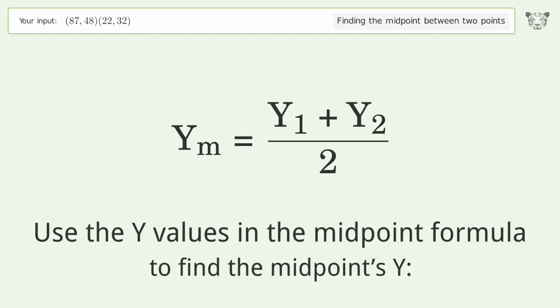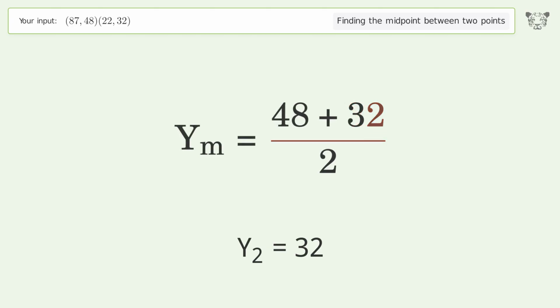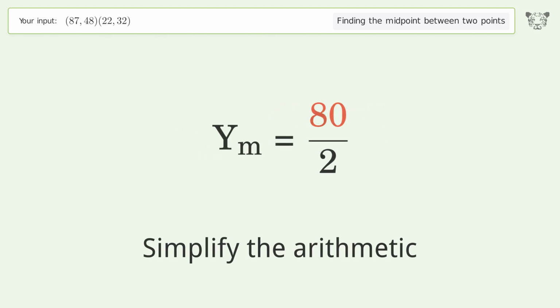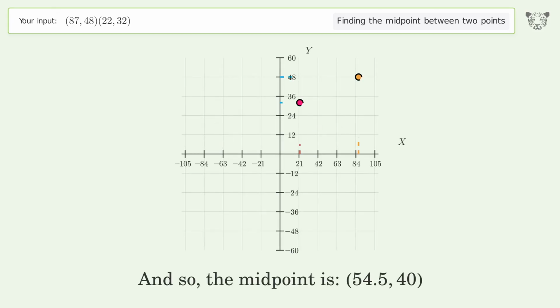Use the y values in the midpoint formula to find the midpoint's y. y1 equals 48. y2 equals 32. Simplify the arithmetic. And so, the midpoint is 54.5, 40.